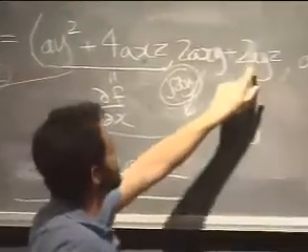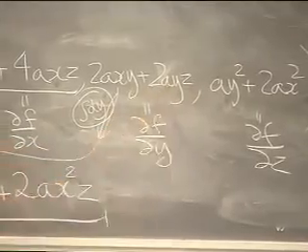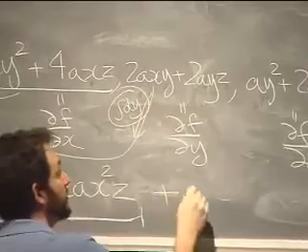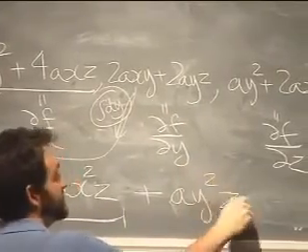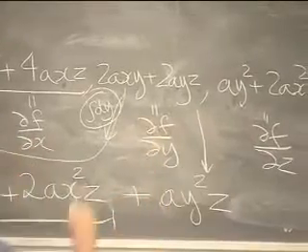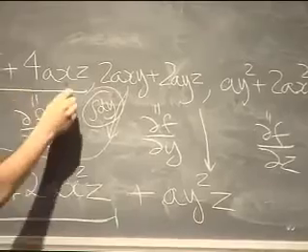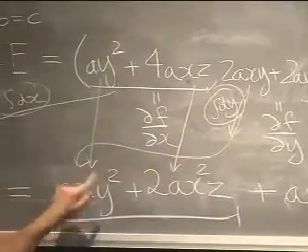When I integrate this, on the other hand, I have ay squared z. The 2 goes away. The integral of 2y is y squared. And I haven't seen a piece like that before. So I just have ay squared z. So this piece gave me this. This piece gave me this. This piece also gave me this.